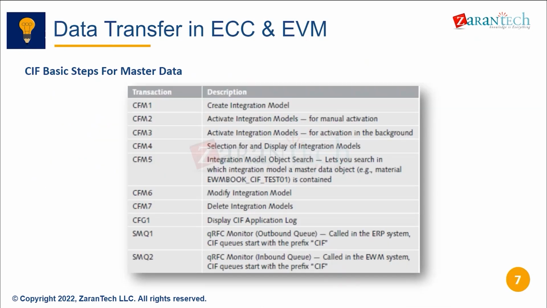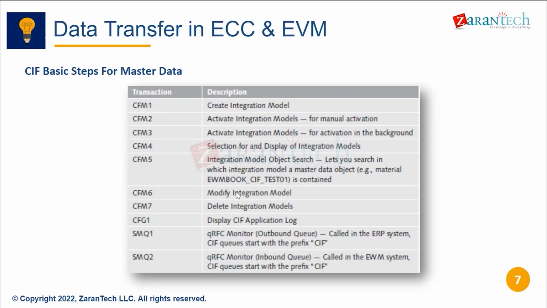You can see these are some basic transaction codes which will be used to do the CIF transfer of the master data. CFM1 to create the integration model, then CFM2 to activate that integration model manually, and CFM3 to activate and do the background processing of it. Then CFM4 for the selection and display of the integration model. An integration model is nothing but one application instance created for that bunch of processes which you are going to maintain in that CIF transaction.